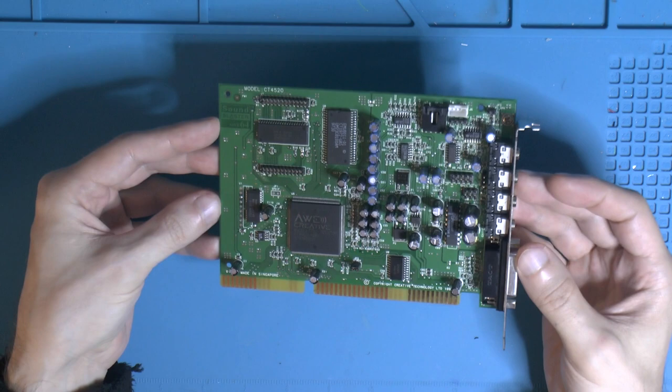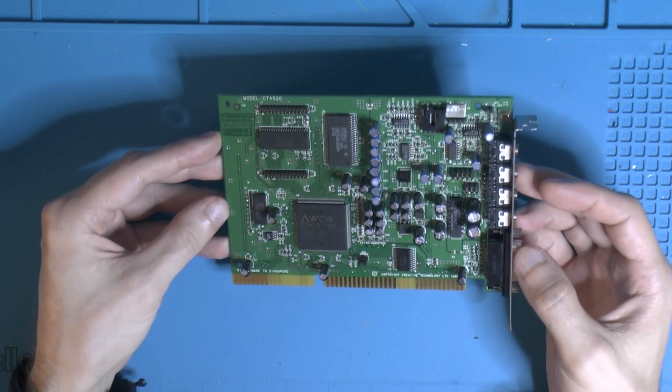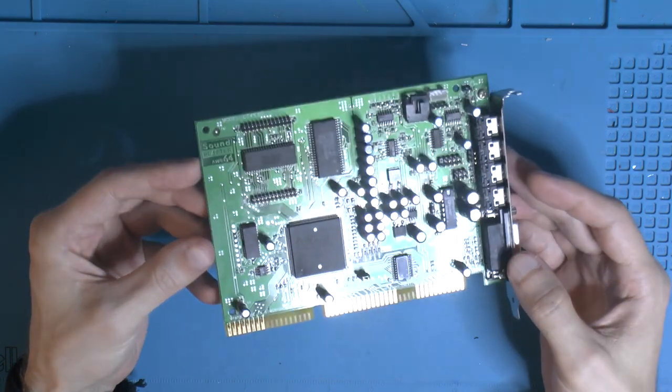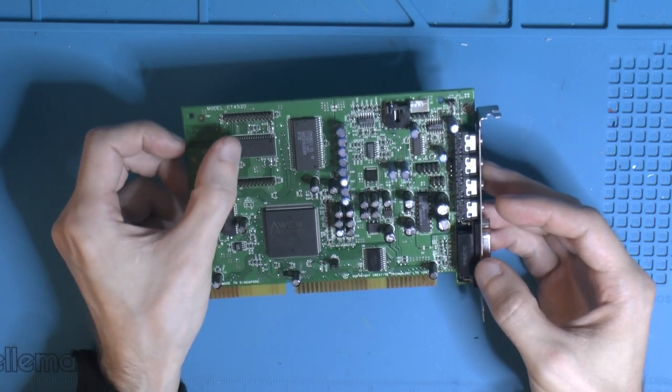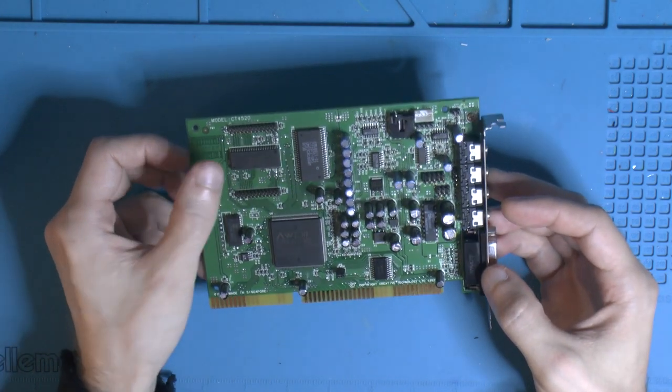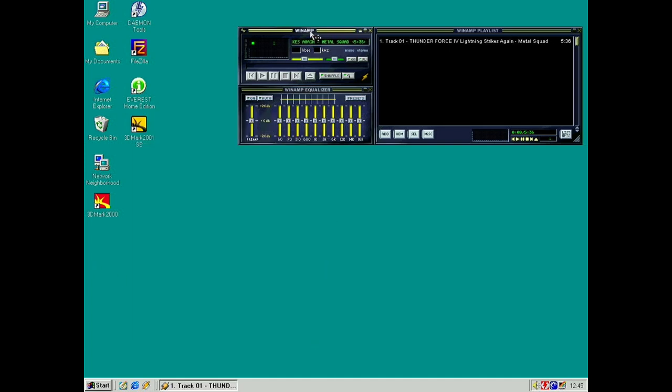So let's try it out now. We're gonna play an MP3 in Windows 98, and then we're gonna try some DOS games with the extra SoundFont RAM here. So we are in Windows here, and we have our Creative Sound Blaster AWE64 installed. So let's try an MP3 here.